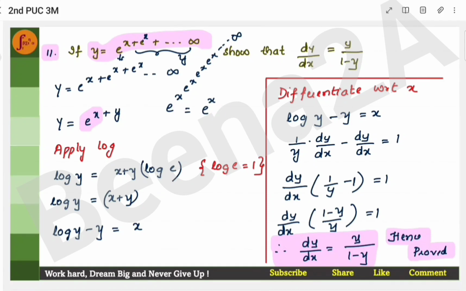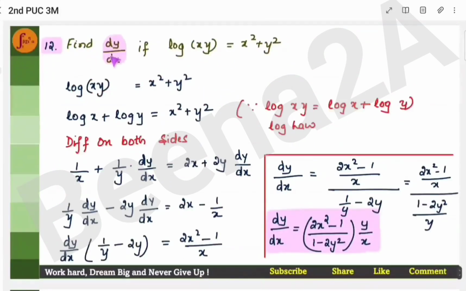So how should I remember this? I'll take the first term out, which is e to the power x. Now what is this entire thing? It's to the power only. So I should add it with what? What is this entire thing? y only. So it will be like this, to the power. Now I apply log. Why? Because there is a power, and there are two variables in the power. So I apply log, and log e is 1. That's all. You differentiate. So I'll get log y minus y is equal to x. Then I differentiate, rearrange the terms, and you'll get this expression.